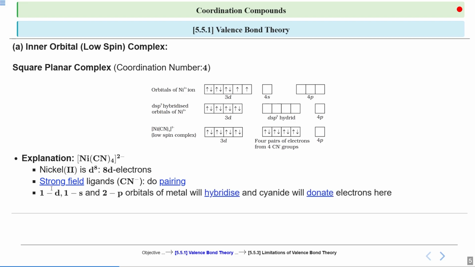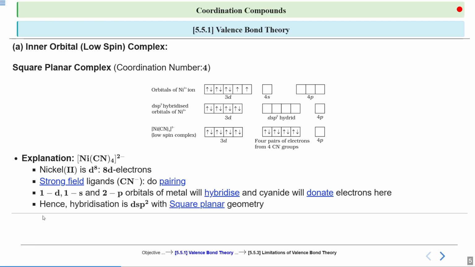So from that only we got one empty orbital from the 3d, and then we take one from the s and two from the p orbitals to undergo the hybridization. So 1d, 1s and 2p orbitals of the metal will hybridize, and the cyanide ligands, the 4 cyanide ligands, will donate their electrons here in these 4 hybrid orbitals.